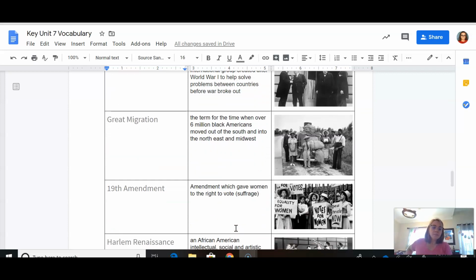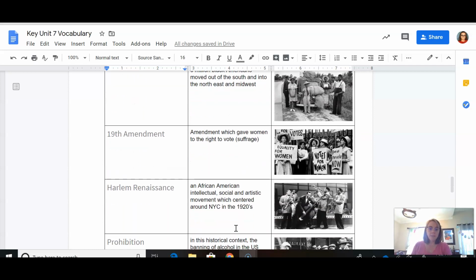The Great Migration. This moves us into the 1920s, the Roaring 20s, after World War I, and this is a term for a time when over 6 million Black Americans moved out of the South and into the Northeast and the Midwest. So they left the rough conditions of the South and moved into friendlier racial conditions. We know that during this time we still had Jim Crow laws in effect in the Southeast, so they were moving out of those situations and into more racially friendly environments.